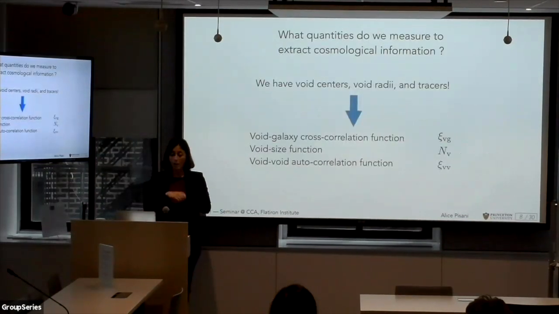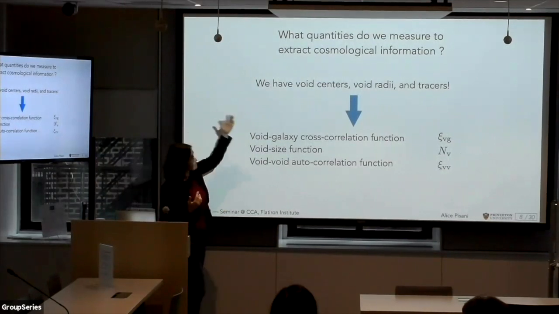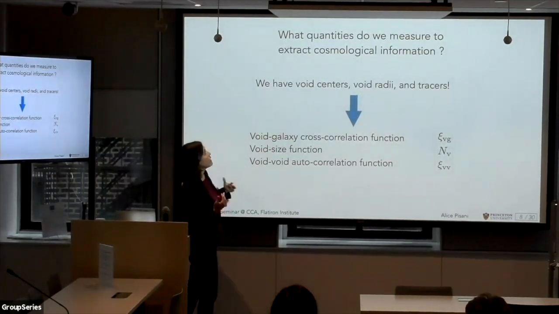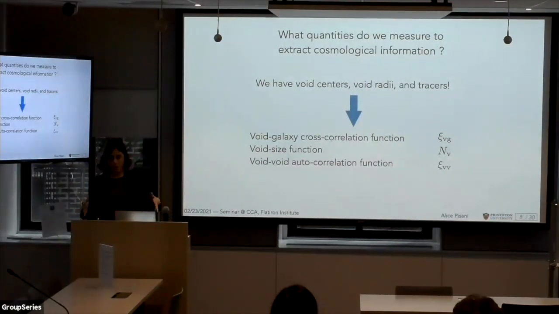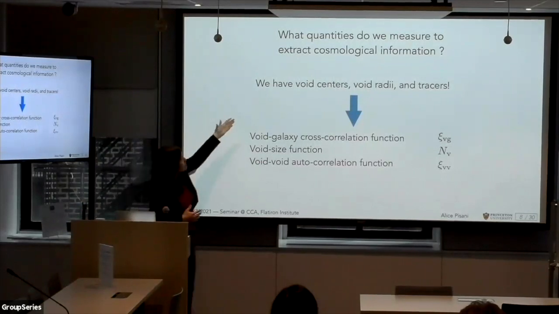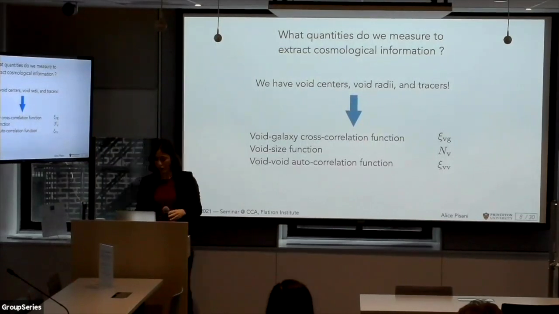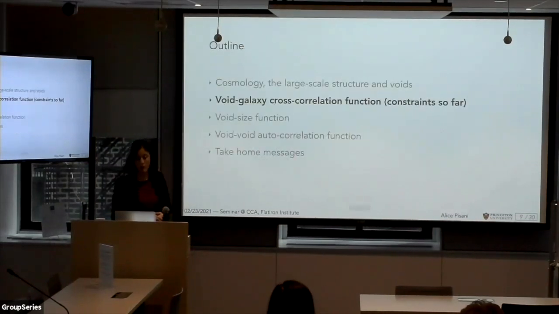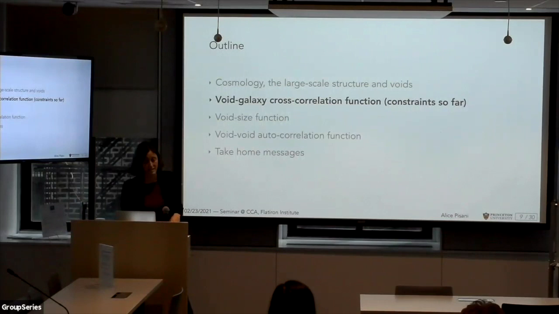So, our void finder is going to provide us with void centers, void radii, and tracers. How can we mix up those quantities to extract cosmological information? Well, we're going to combine this information to measure the void-galaxy cross-correlation function, the void size function, and the void-void autocorrelation function. So let's start with the first one. The void-galaxy cross-correlation function, the only void observable that so far provided powerful constraints.